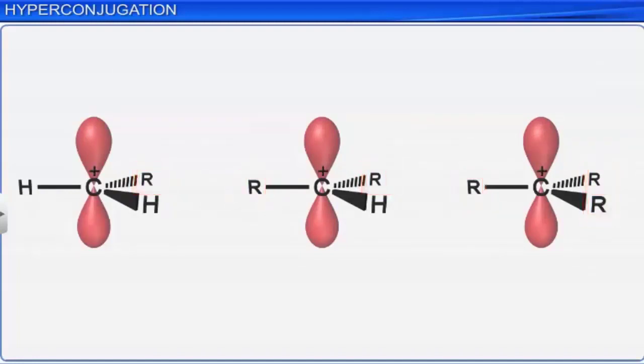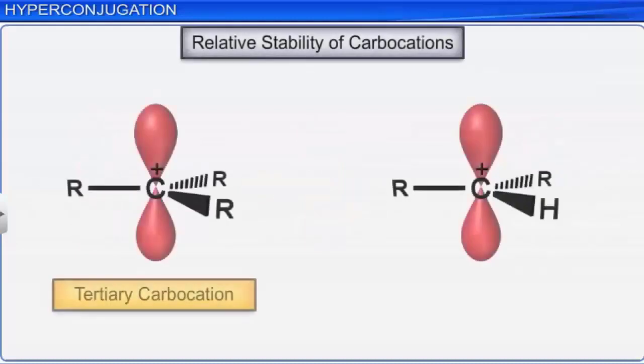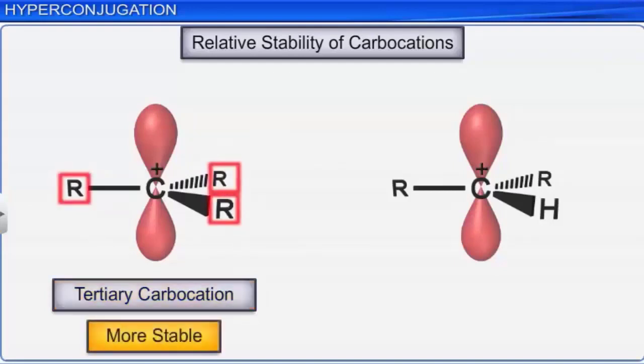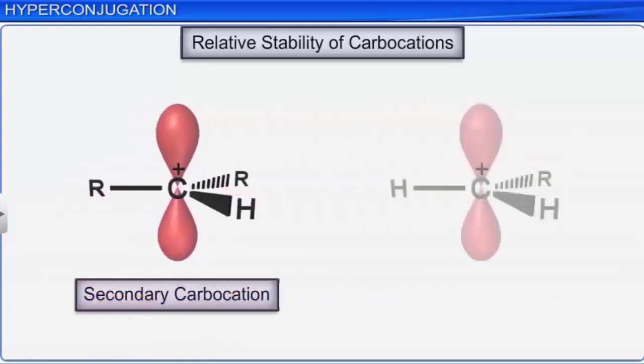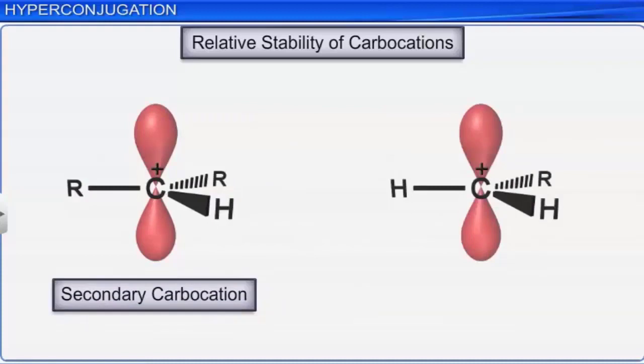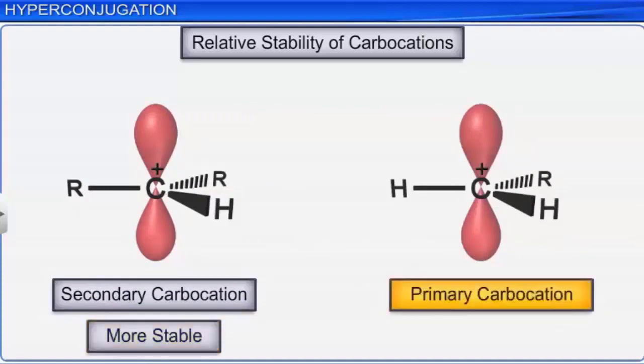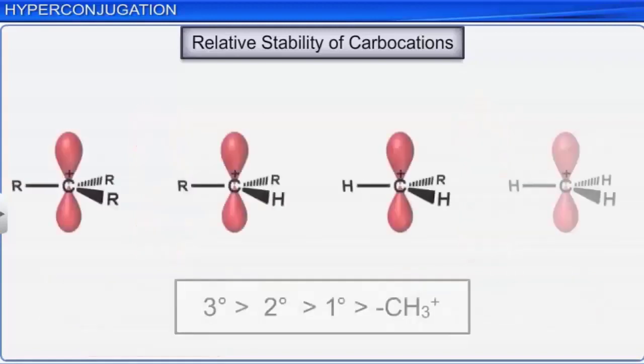Hence, the tertiary carbocation in which there are 3 alkyl groups attached to the positive carbon is more stable than a secondary carbocation with 2 alkyl groups. Similarly, a secondary carbocation is more stable than a primary carbocation. Therefore, the order of stability decreases from tertiary carbocation to methyl cation.